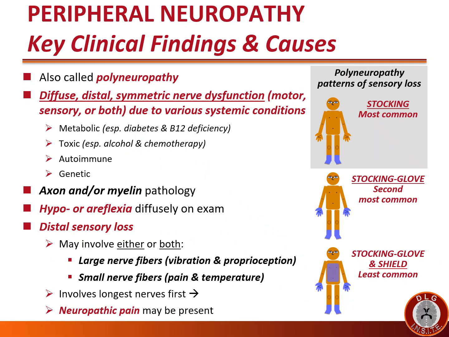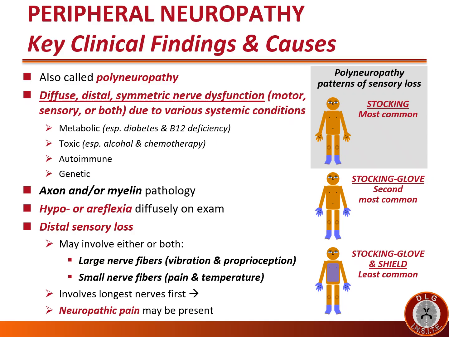Peripheral neuropathy is a very specific term that is also called polyneuropathy. It does not refer to any peripheral nerve problem. It refers to a specific syndrome in which there is diffuse distal symmetric nerve dysfunction. It can be either motor alone or sensory alone or both. And it is due to various systemic conditions. The four main categories are metabolic, toxic, autoimmune, and genetic.